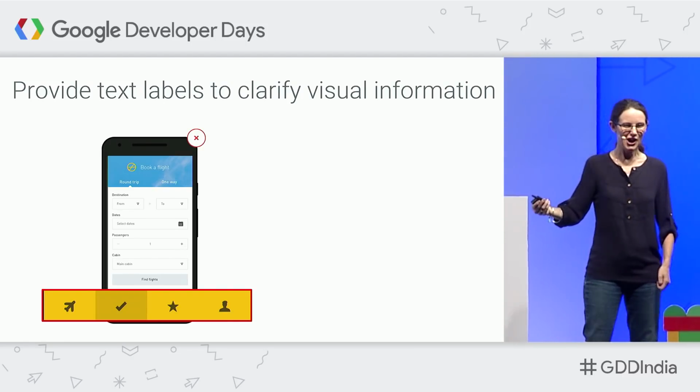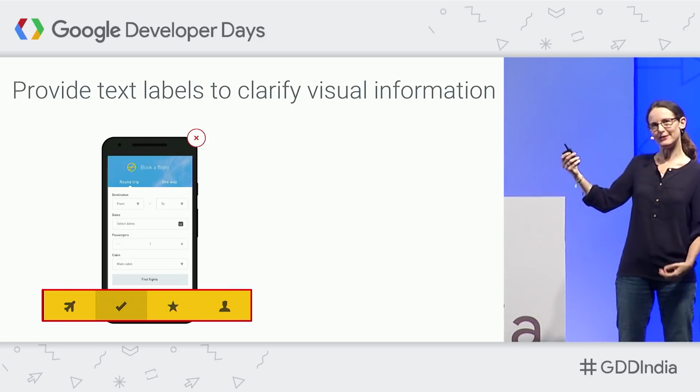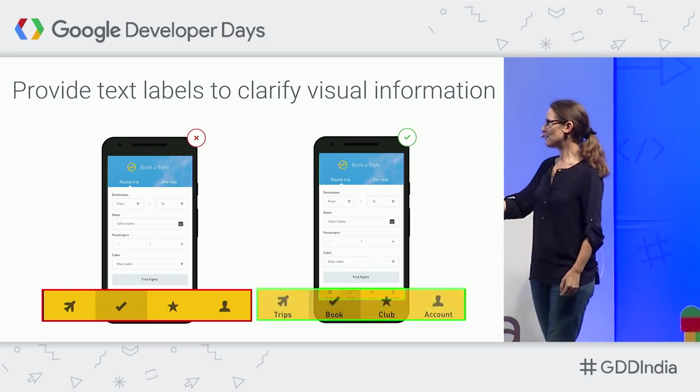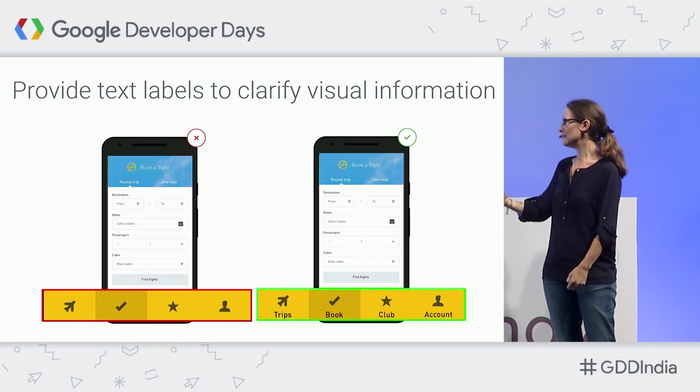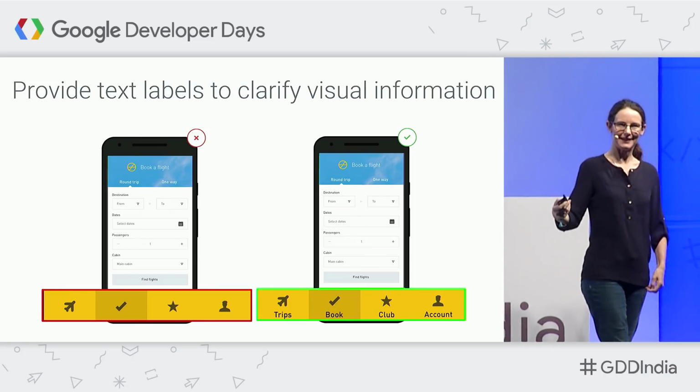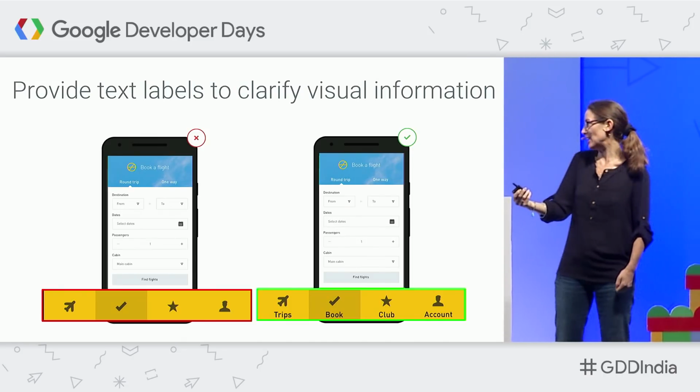Okay. All right, so let's take a look. Think to yourself whether this is what you thought. So the first one we've got is trips. The second one is book. The third one is club, like the airline club. And the fourth one is account. Some of you probably got that one correct. That's a bit more standard.